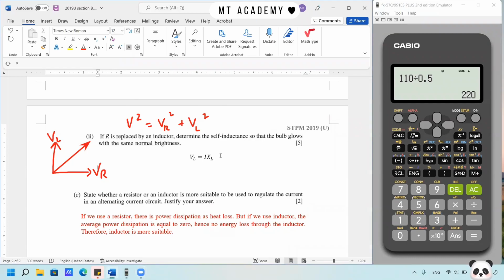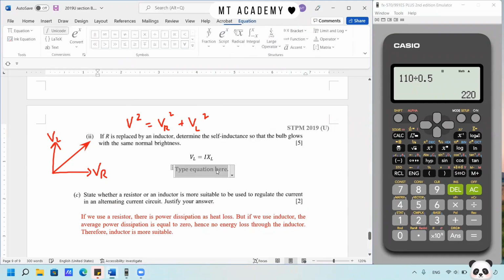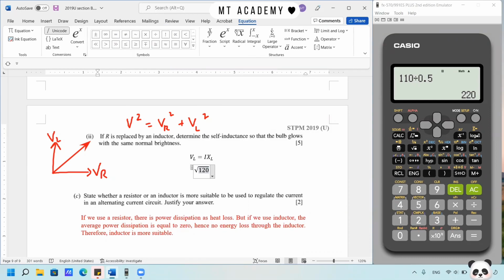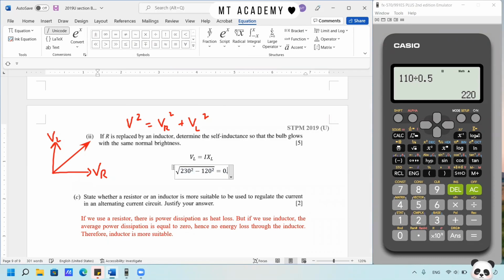So to do that, we just use the square root of the voltage applied, 230 squared, minus the voltage across the resistor squared. So we still need to have 0.5 ampere multiplied by the reactance of this inductor. So reactance is equal to 2 pi f, 2 pi multiplied by 50 hertz, as given in the question, multiplied by the inductance. So this is how we can apply this formula to solve this question.